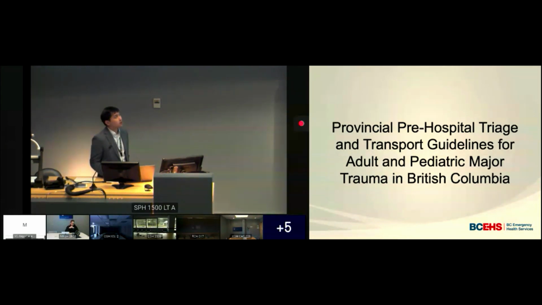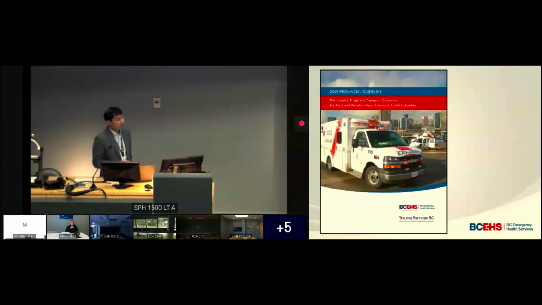So I want to spend the next 10 or 15 minutes just talking about the new provincial pre-hospital trauma triage and transport guidelines. This has been a work in progress over the last year, and it's developed as a collaboration between Trauma Services BC and BCEHS. It describes a decision-making framework for all pre-hospital triage and transport of major trauma that can be applied provincially. All of the information that is in this talk can be found on the BCEHS handbook.